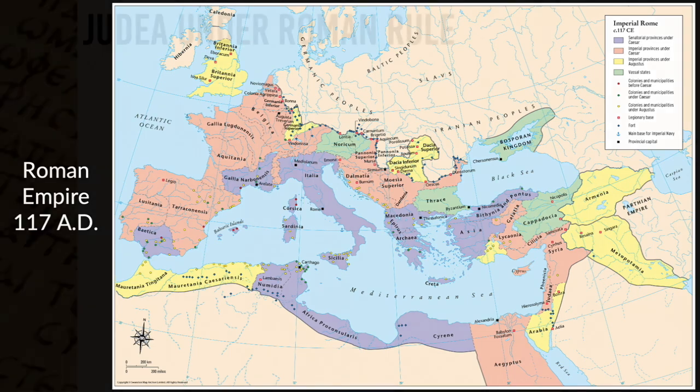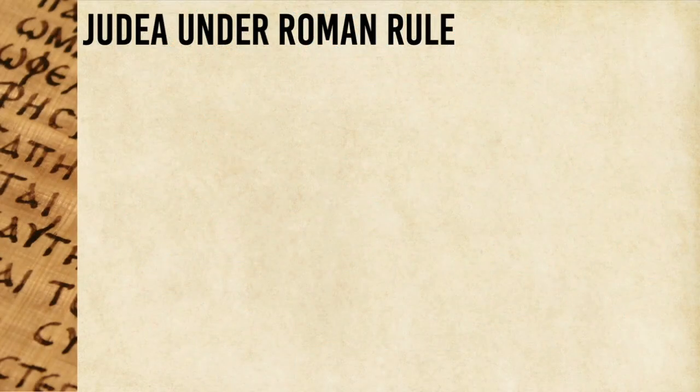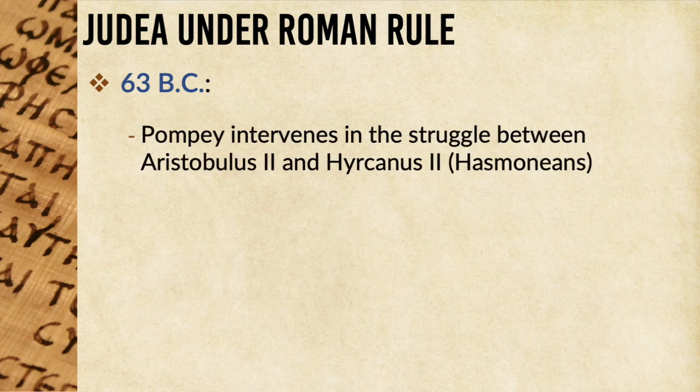All right, so let's talk then about Judea under Roman rule, and the first significant date for us is 63 BC. You may remember in an earlier class, we talked about this date because we're talking about what's going on with the Seleucid Empire, the Seleucid Kingdom. 63 BC is that significant date because it's in this year that the Roman general Pompey intervenes in the struggle between Aristobulus II and Hyrcanus II, both of whom are Hasmoneans.